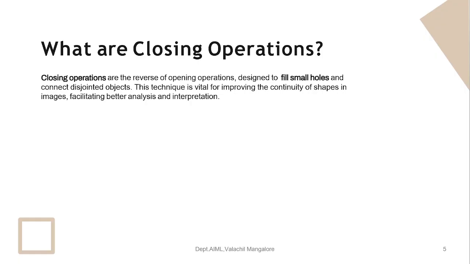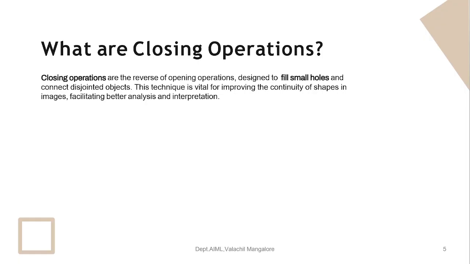Large structures remain intact. In morphological closing, closing is defined as the dilation of an image followed by erosion using the structuring element. The effects of closing are that it will fill the small gaps and holes. It is useful for connecting the broken parts of the objects. Then it will smooth the object boundaries by removing small concave regions.